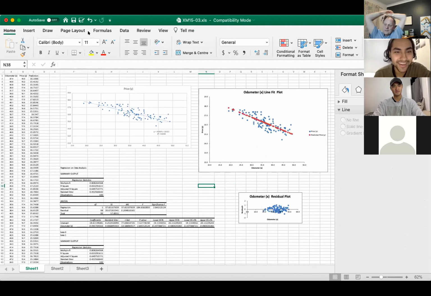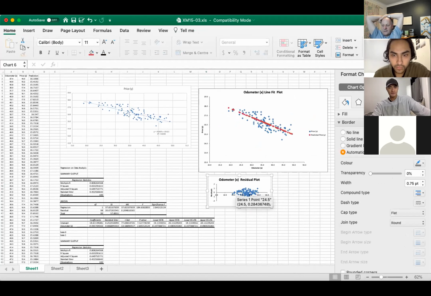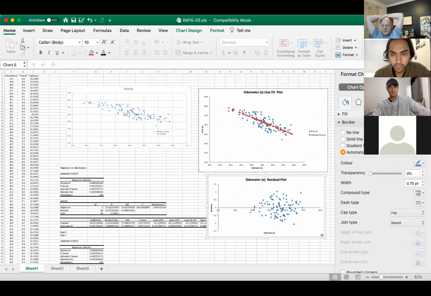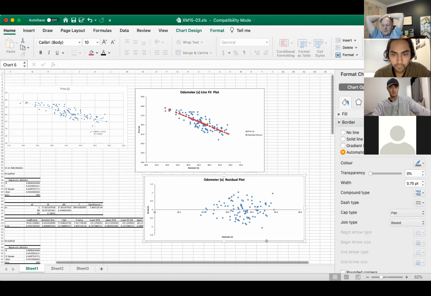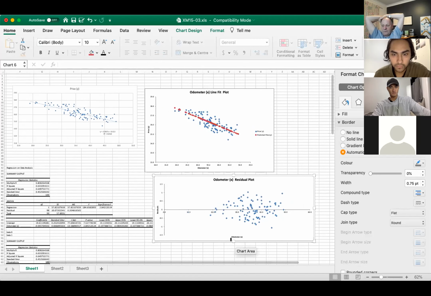Yeah, and can you see the graph just underneath it? The odometer residual plot. That one is now right. As I said to you, I expected a cloud that just continues all along. Yeah, there are no patterns or anything that we can see.